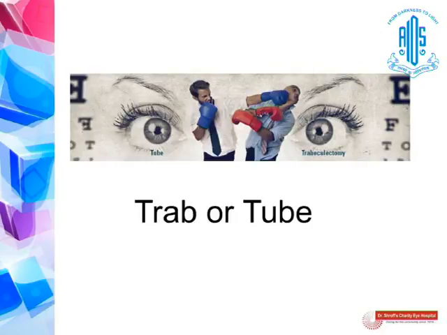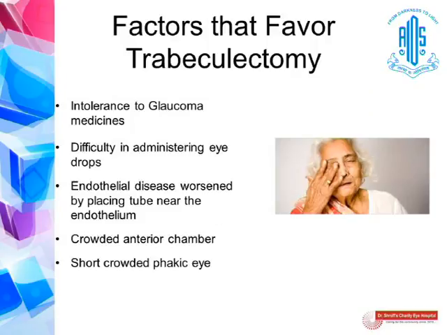When we are deciding between a trab or a tube, we can take some other considerations also. For example, you would know that studies have shown that after trabeculectomy, the number of anti-glaucoma medications required is slightly lesser than what would be required for a tube implant. So therefore, if you have a patient who has intolerance to glaucoma medicines or difficulty in administering the drops, you may consider a trabeculectomy in that case in favor of a tube.